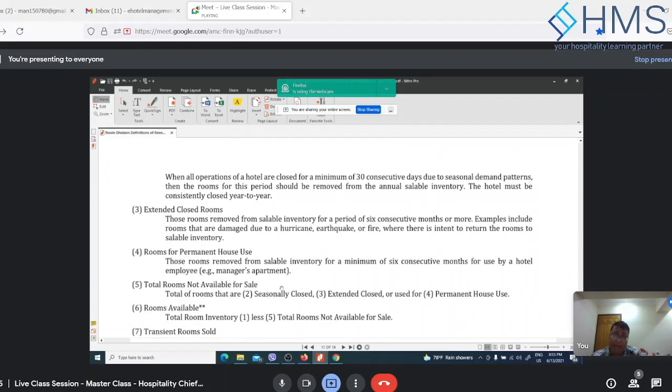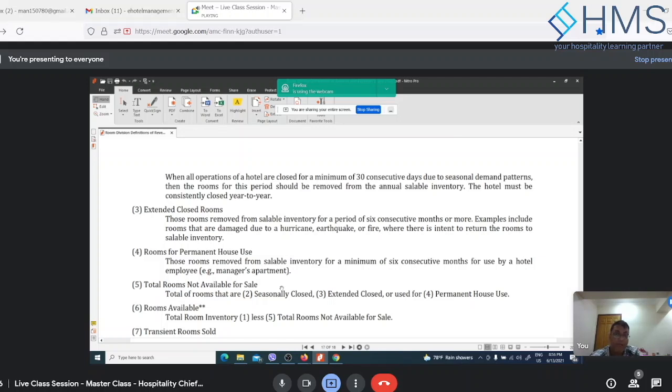Then you have extended closed rooms. It means if you are renovating a room inventory for more than 6 months, then it will not be included in the available room inventory. Now the question is, when you start closing, if you don't know, let's say there is an earthquake or a fire, and you think that you will be able to recover the rooms in 3 months, will you exclude it from the room inventory or will you not? Or will you wait for 6 months to be completed?